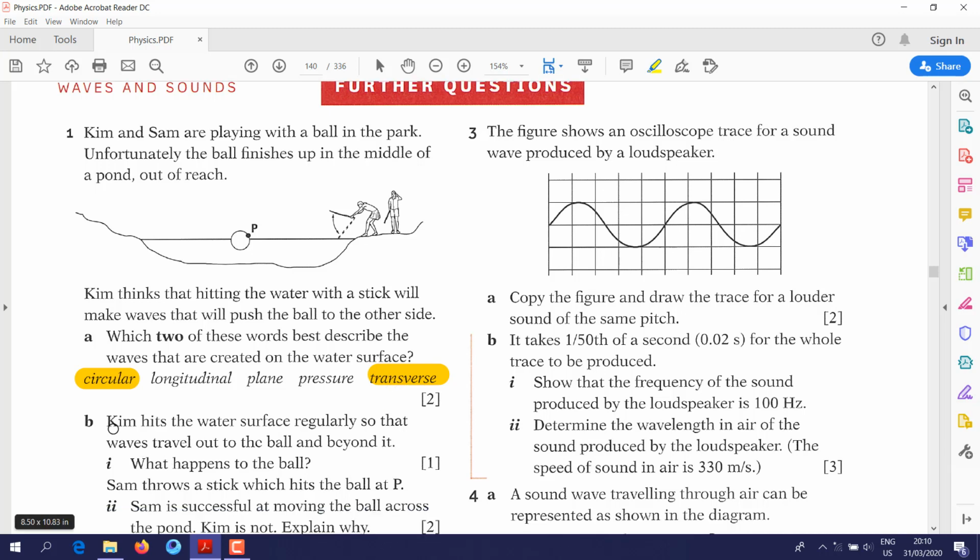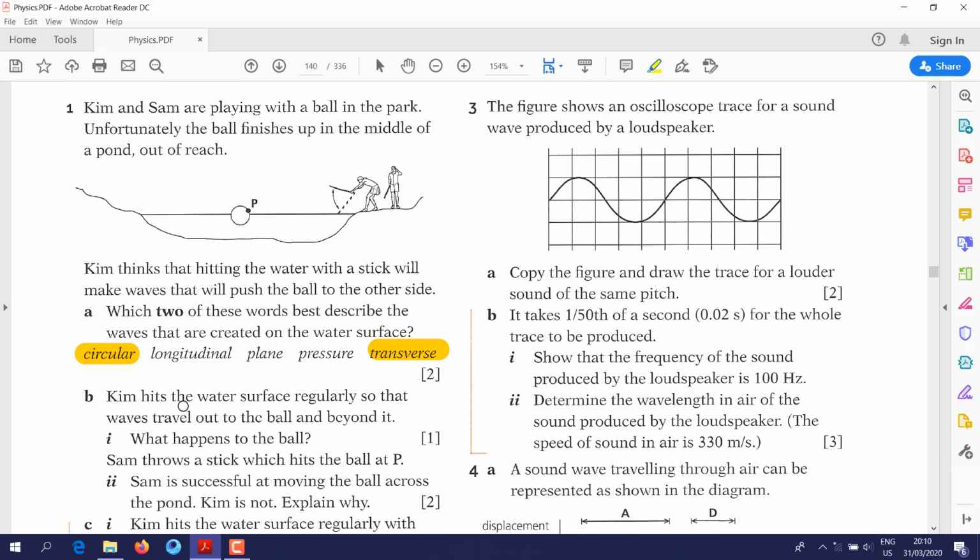Now, B. Kim hits the water surface regularly so that waves travel out to the ball and beyond it. The question here says, what happened to the ball? When she hits the water, the transverse waves will form. When these waves reach the ball, what will the ball do? The ball will oscillate up and down. So the answer for this first one: oscillates up and down.